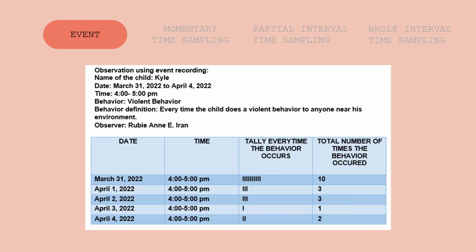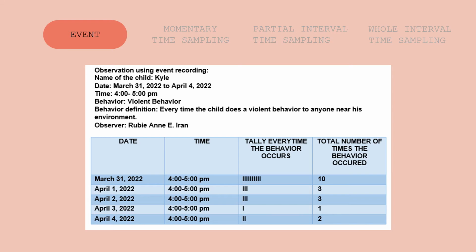Using event recording, we have the name of the child, Kyle. Date is March 31 up to April 4, 2022. Time is 4 to 5 p.m., which is 1 hour. Behavior: we have violent behavior. Behavior definition is every time the child does a violent behavior to anyone near his environment. Observers, Ruby and Iran. So we have the date, time, tally every time the behavior occurs, and total number of times the behavior occurred.